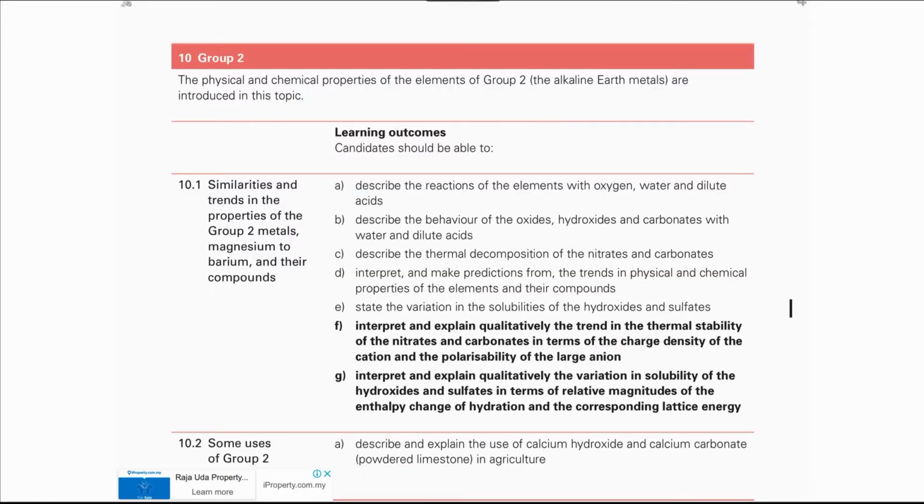Today we will go into chapter 10, group 2. So we will go into the physical and chemical properties of group 2 elements. First of all, we'll go into the trends in physical and chemical properties of elements and their compounds. Next, we'll go into the reactions of the elements with oxygen, water, and dilute acids, and also the behavior of the oxides, hydroxides, and carbonates with water and dilute acids.